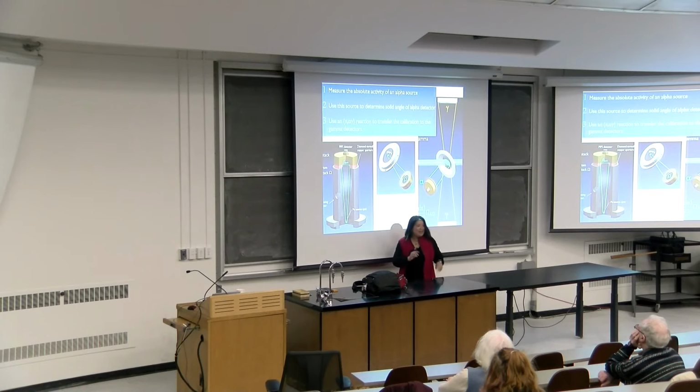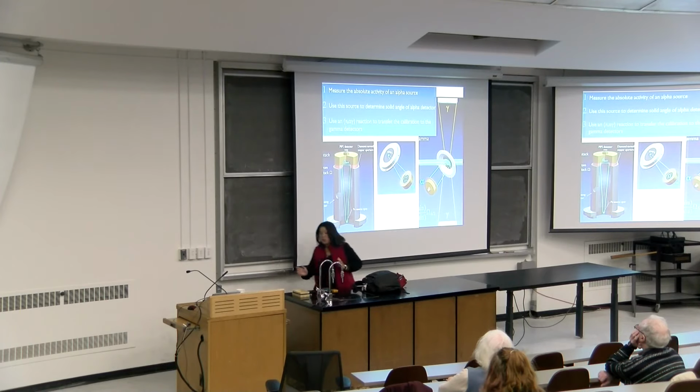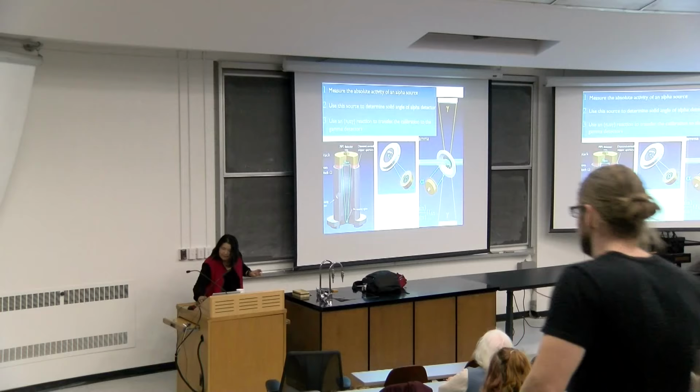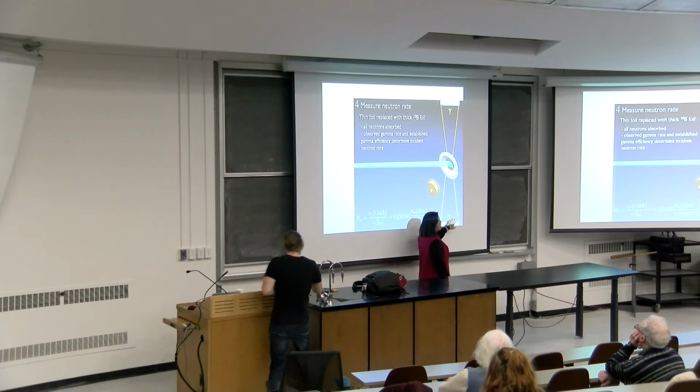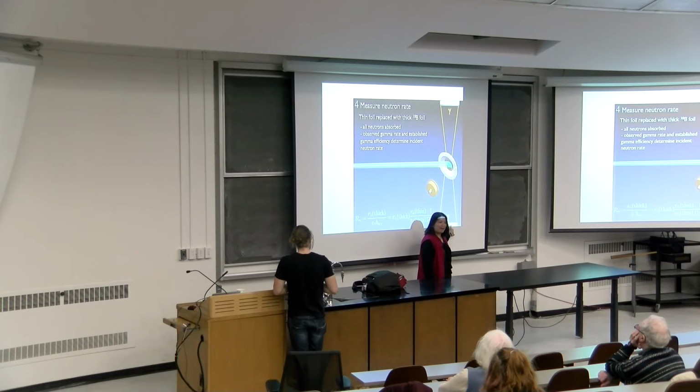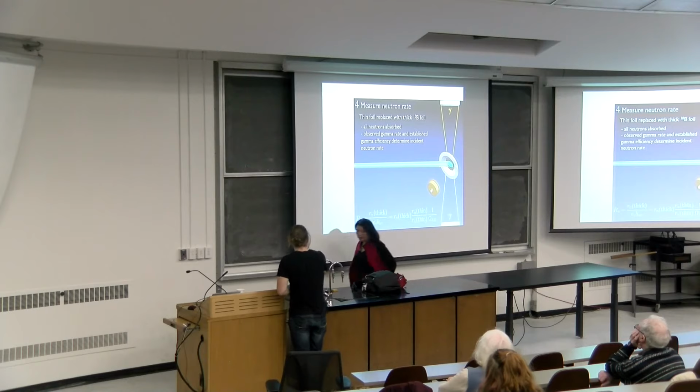Finally, they replace the thin boron foil by a thick boron foil, so you can totally absorb all the neutron flux. In this case, there's no alpha coming out. Now you just rely on the rate measured by the gamma detector, to know the absolute measurement.